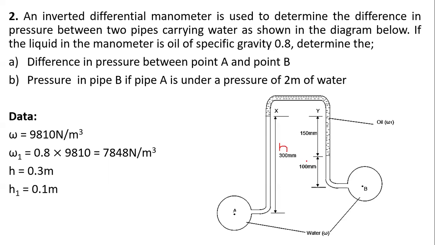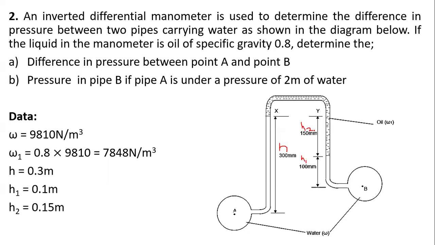H1, referring to this one, is 100 millimeters. Do the same thing, divide by 1,000. What we get is 0.1. Let's do the same for this one. We'll call it H2, height number 2. If you divide 150 by 1,000, you get 0.15. So with this, we've exhausted our data.